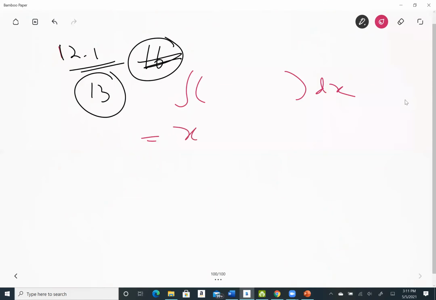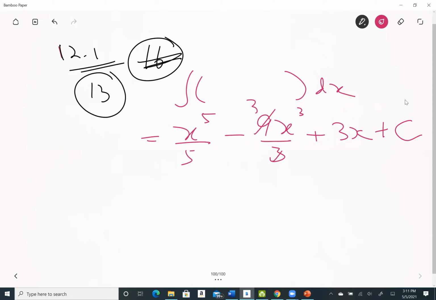So you got the integral of the first term, x to the power 5 divided by 5, minus. The constant just follows the integral. X, increase the power by 1, so that will be x to the power of 3 divided by 3. And then you got a 3 plus 3x. So here, you have more than 2 terms, still follow the rule, plus a constant c. And of course, you can simplify that. So that would be our answer.